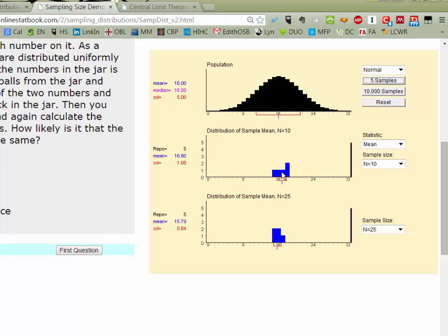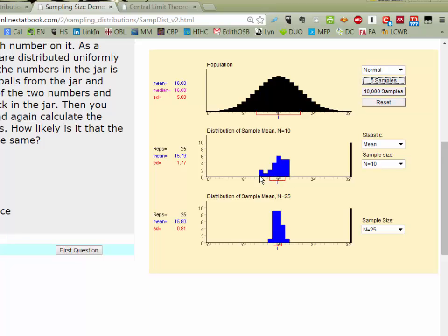So here's the first 5 samples for each of the 2, and I'll do a few more, so now we've got 25 samples. You can see that the larger sample size is beginning to look normal a little more quickly than the smaller sample size.